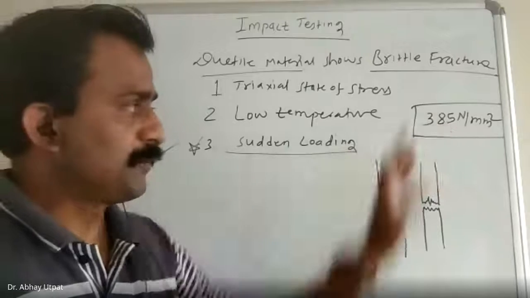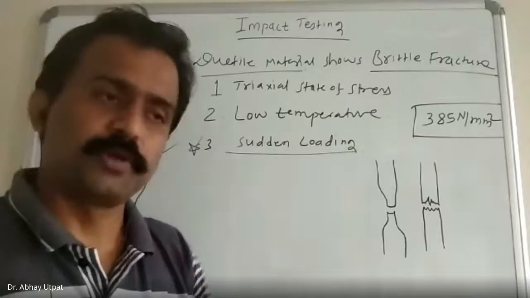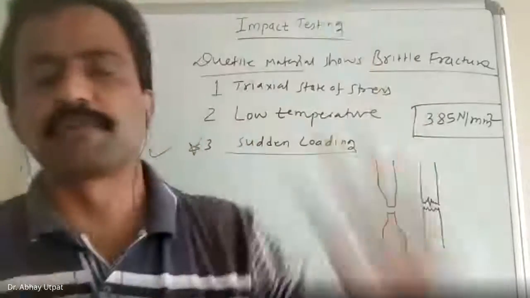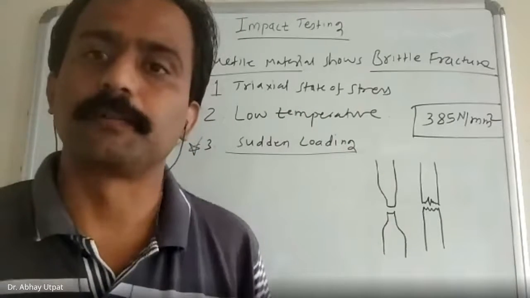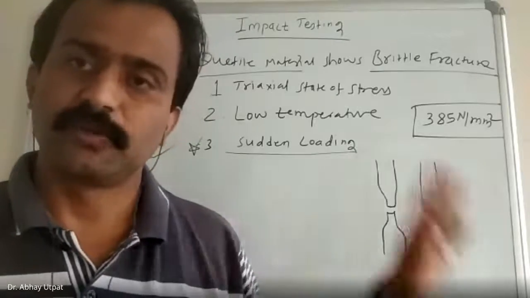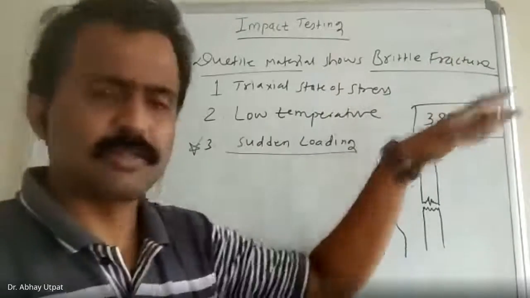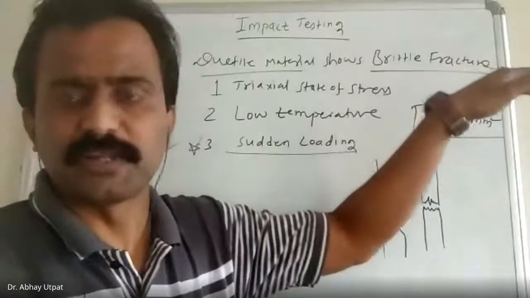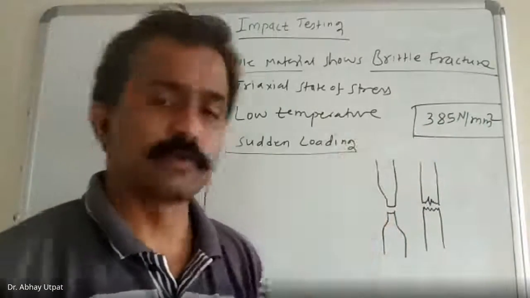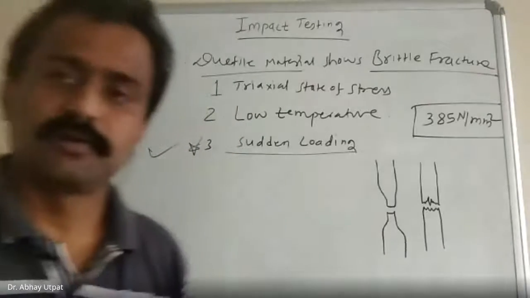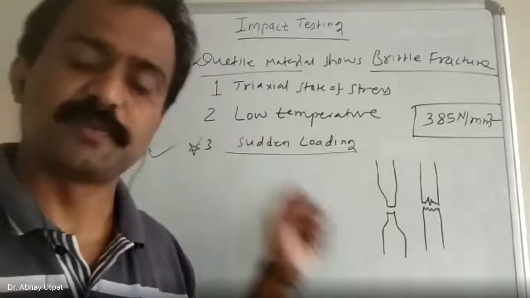Now if you have designed the component, 385 is the ultimate tensile strength, and you are putting it, that part may be under tension somewhere, and sudden loading will be there. You can't imagine when sudden loading will come. Because of sudden loading, your component may fail at 150 Newton per millimeter square also. So that can't be predicted. So this is the impact test significance I told.